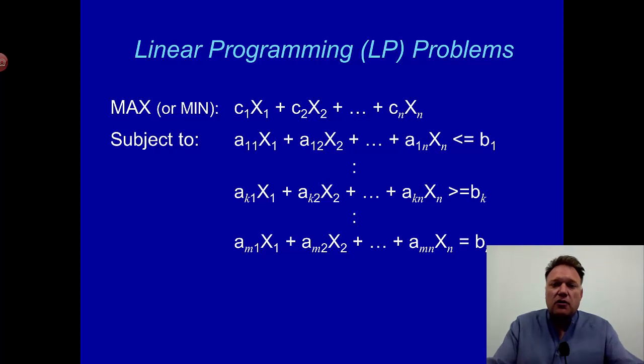The second constraint would be in the format of A21 x1 plus A22 x2 and so forth. Just so you know what the little subscripts are. We don't want to make this hard. We want to keep things simple.